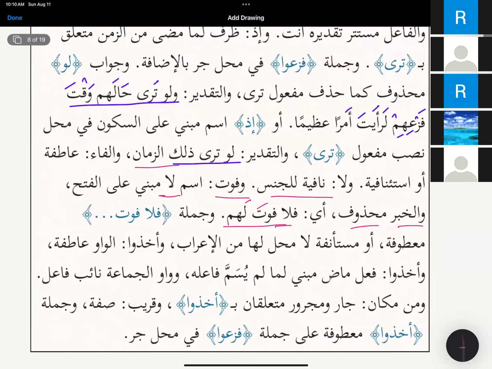Wa ukhizu, wa ataf. Ukhizu is fi'lun madi mabni lima lam yusamma fa'iluhu. So this is another way to say majhul. Lam yusamma means the name of the doer is not mentioned, meaning the doer is unknown. So this is another way to say majhul. Lam yusamma fa'iluhu. I think it is better to say just na'ib fa'il. Make the longest story short. The first time I am seeing this lam yusamma fa'iluhu. Interesting. So wow is wow jama, na'ib fa'il. Min makan jar majroor muta'alliq bil ukhizu, and qarib is the sifa, and that's all.